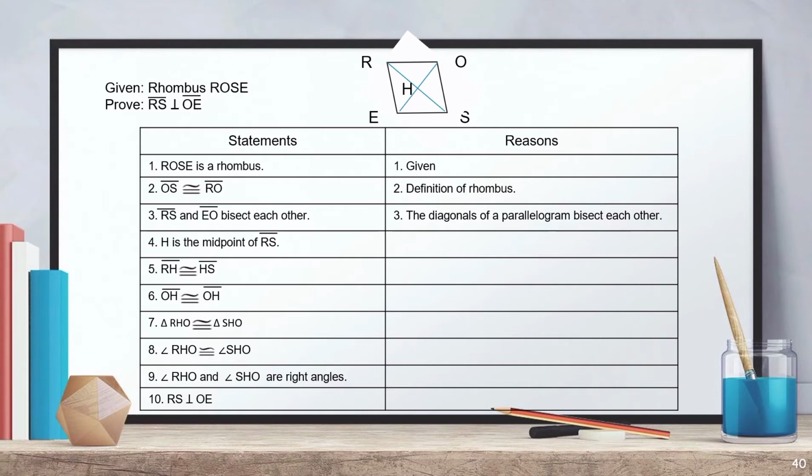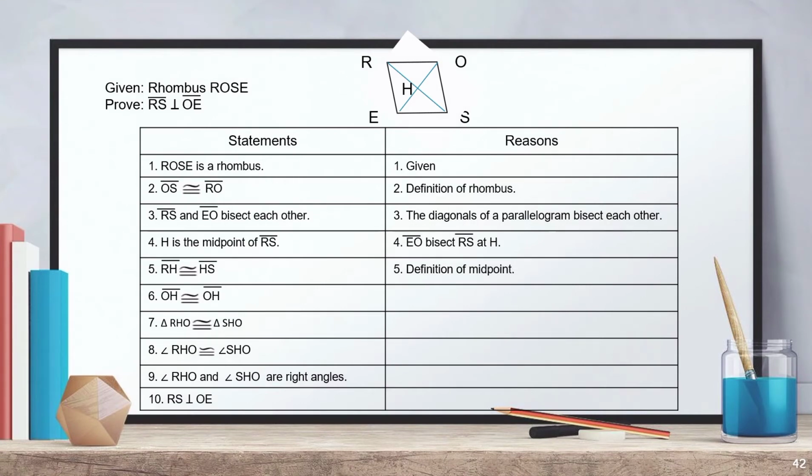Statement number 4, H is the midpoint of RS. When we say midpoint, it is located at the center. So reason, segment EO bisects segment RS at point H. Statement number 5, segment RH is congruent to segment HS. Reason, definition of midpoint.